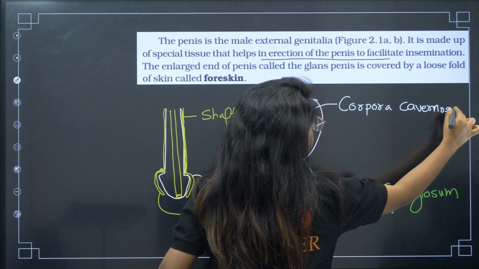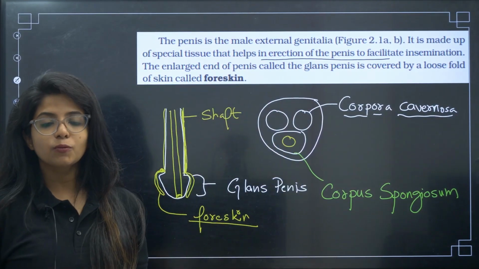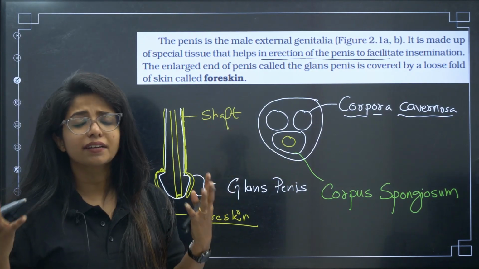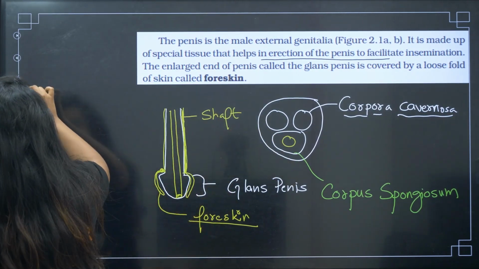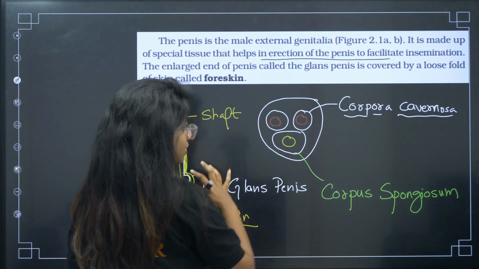Don't think, oh ma'am, something extra we cannot study. Don't think like that. Everything is important. These are known as corpora cavernosa. These are all erectile tissues. Why are erectile tissues very important? Because these erectile tissues are richly supplied with blood vessels inside, blood sinuses.